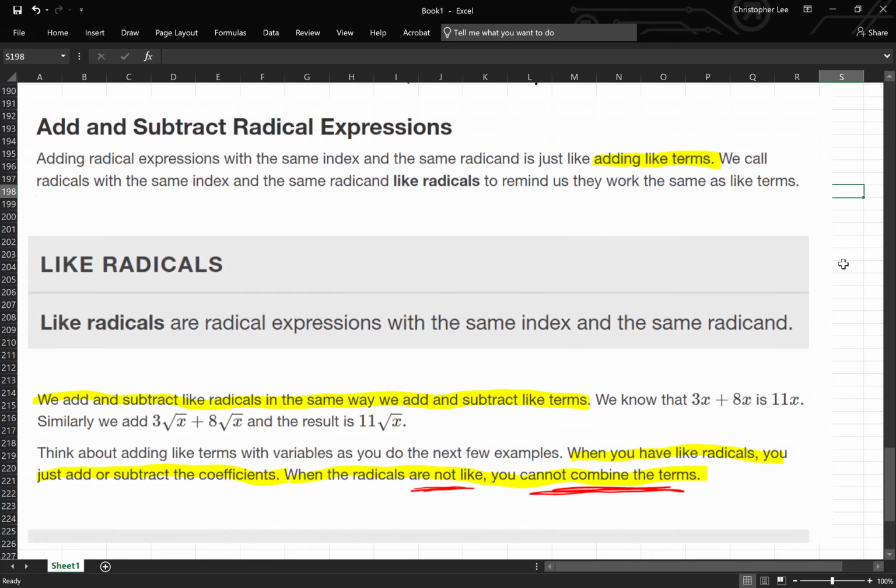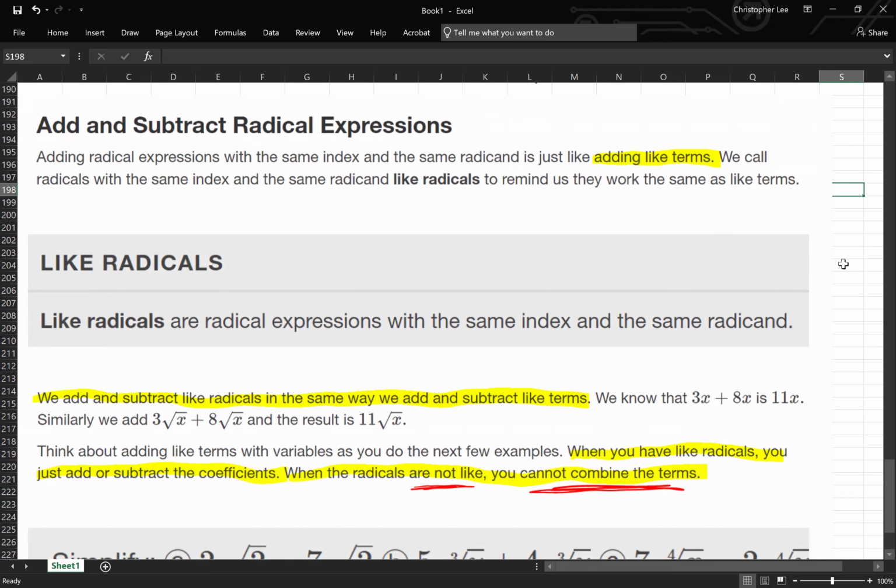Okay. So let's review that real quick. Like radicals are radical expressions with the same index and the same radicand. That's important. All right. We add and subtract like radicals in the same way we add and subtract like terms. So we know that 3x plus 8x is equal to 11x, right? Similarly, 3 radical x plus 8 radical x equals 11 radical x, right?